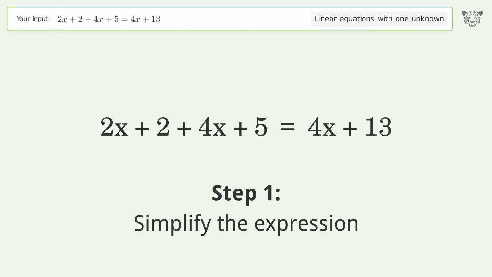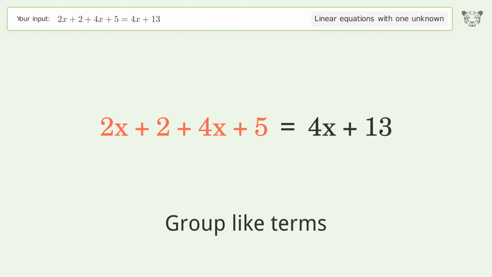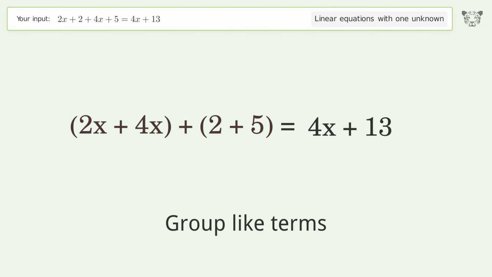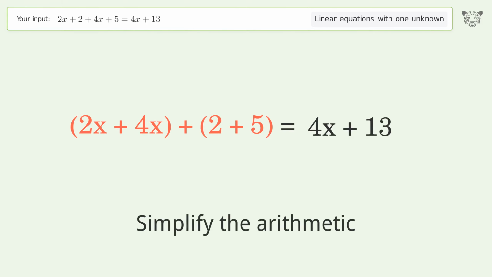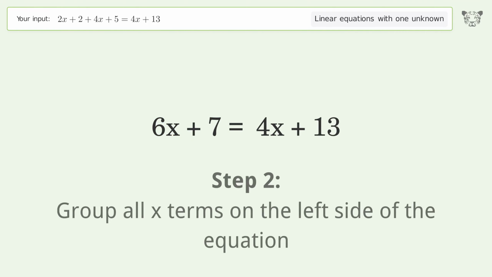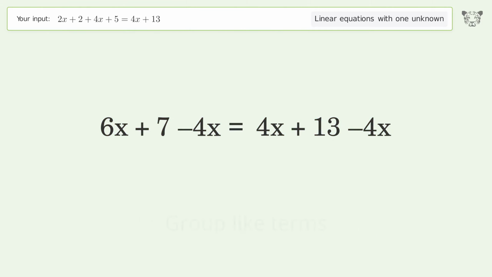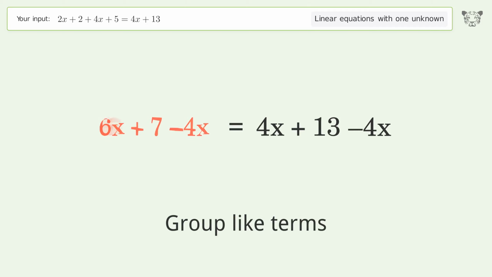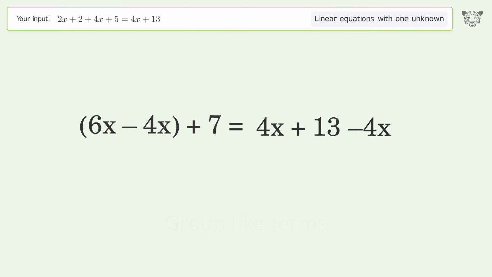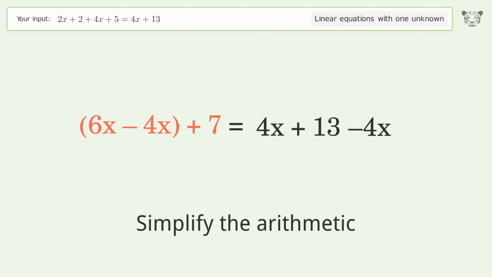Simplify the expression. Group like terms. Simplify the arithmetic. Group all x terms on the left side of the equation. Subtract 4x from both sides. Group like terms. Simplify the arithmetic.